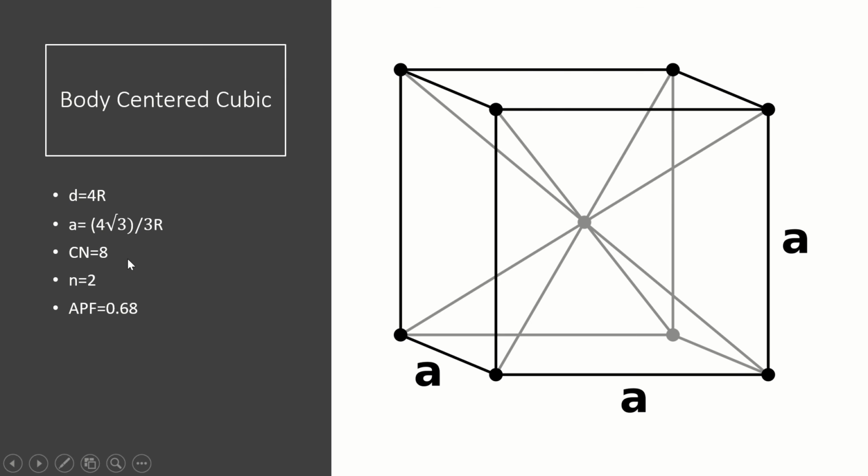The diameter is 4 radius because you have an extra atom right here in the center, and remember all of these are touching each other. And the lattice parameter is going to be more complex. It's going to be 4 square root of 3 over 3, all of that times the radius. And the atomic packing factor is going to be 0.68, which is smaller than the face-centered cubic.